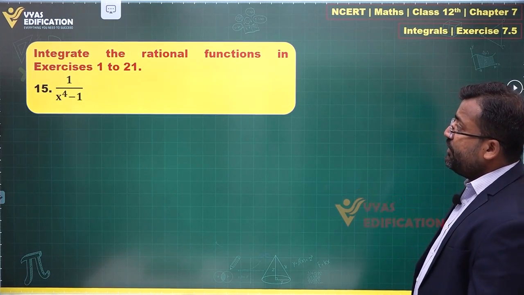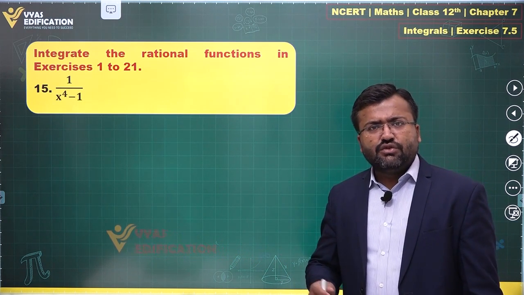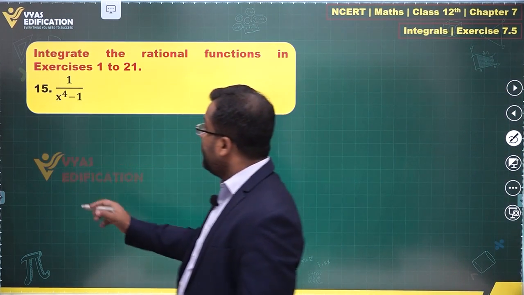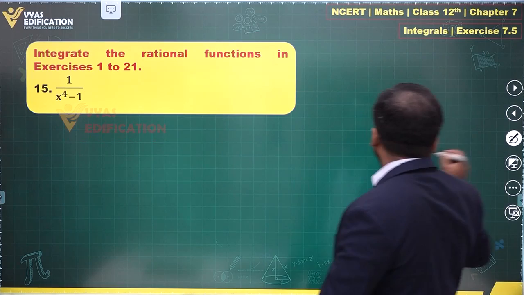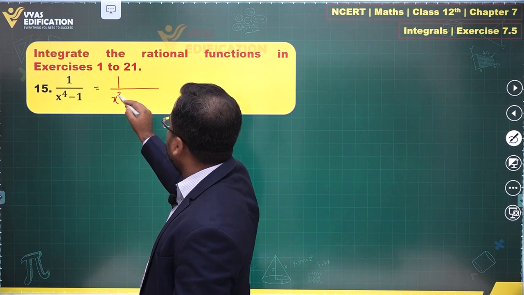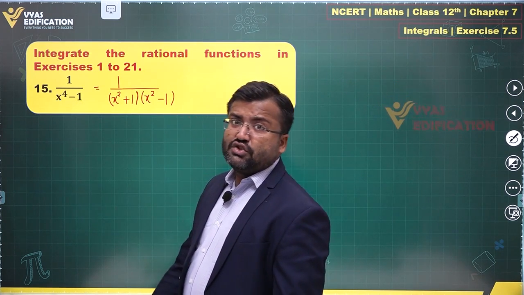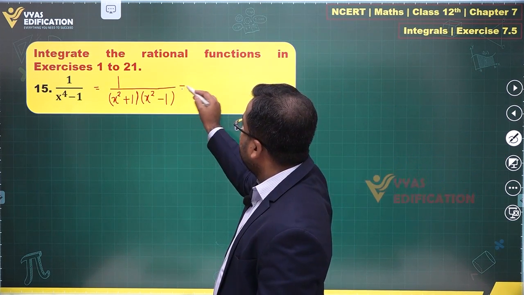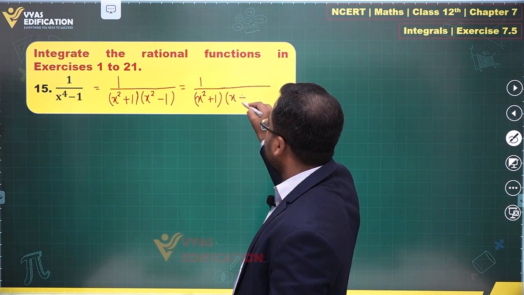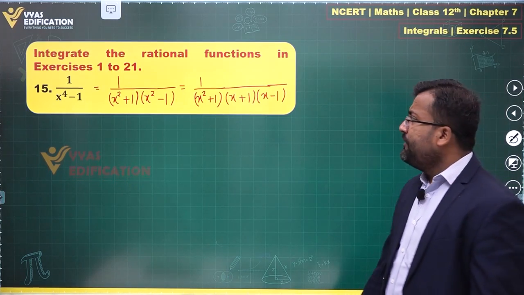In the 15th question, we have 1 upon x power 4 minus 1. Okay, this is again supposed to be solved with, since this is a rational function, we'll use partial fractions. So we'll have to factorize the denominator first of all. Let's do it. This x power 4 minus 1 can be factorized as x square plus 1 times x square minus 1, since x power 4 is nothing but square of x square, right? And this x square plus 1 cannot be factorized further. But this x square minus 1 can be written as x plus 1 times x minus 1. Right? This is what you can follow. Is that okay? Yes. That looks simple.